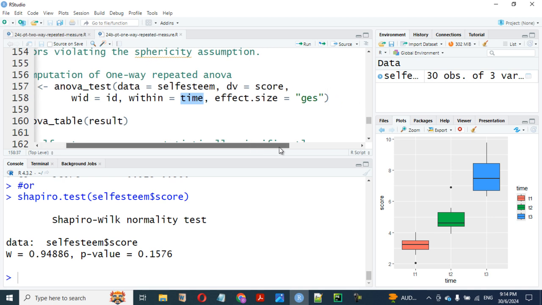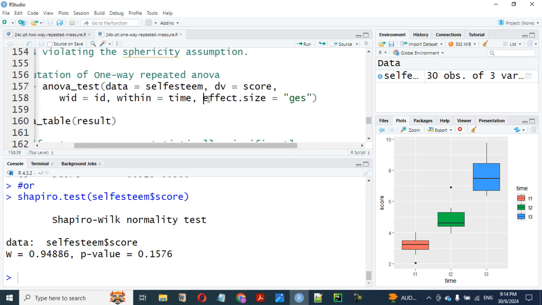Then effect size, you can say effect size equal to GES. This one can be removed. It's GES by default, okay? Right, so we can remove this.